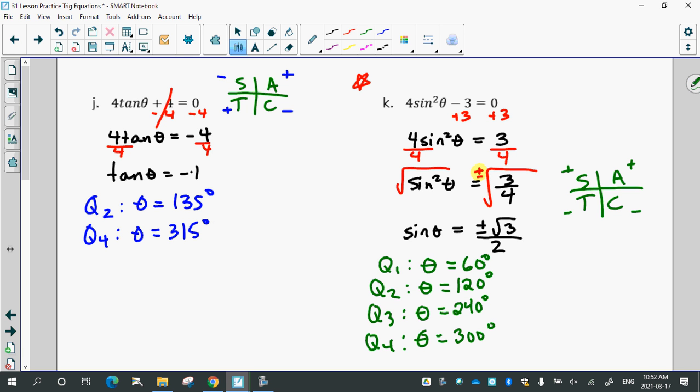Okay, the plus or minus means I can be in any of the 4 quadrants, either positive root 3 over 2 or negative.